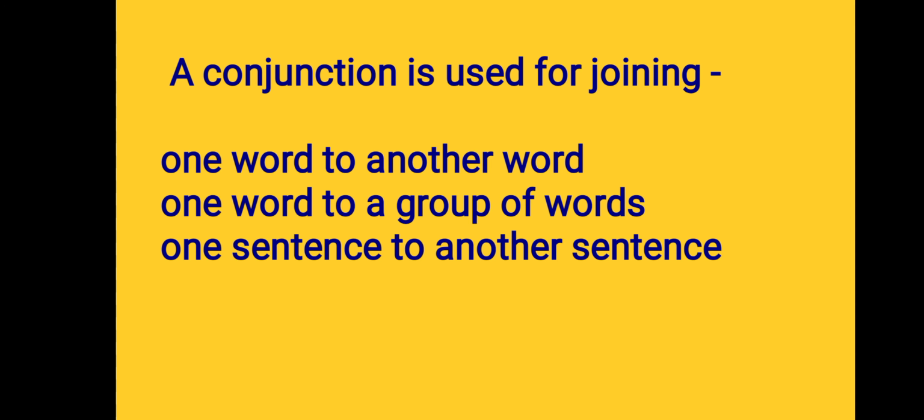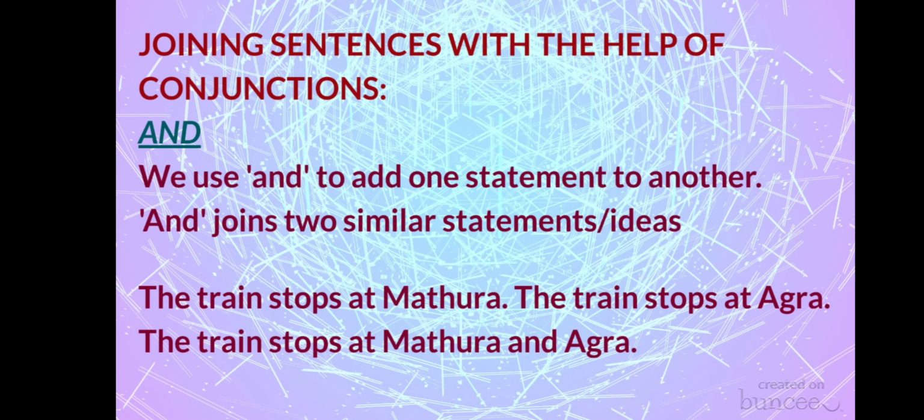In the last video, I told that a conjunction is used for joining one word to another word, one word to a group of words, or you can say phrase or clause, one sentence to another sentence. So today we will learn joining sentences with the help of conjunctions. Our first conjunction is and. We use it most of the times. So when do we use and?